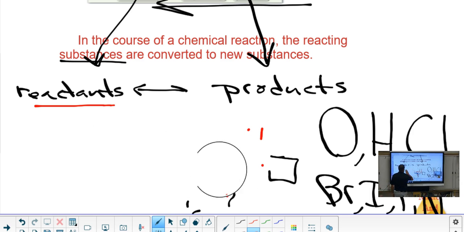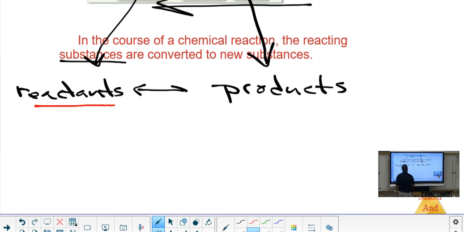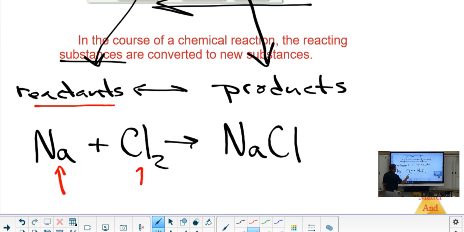So in every reaction, we start with things on the left side of an arrow, and we call those the reactants. And then they produce products. The example that I just erased, just because it was kind of ugly, is when you take sodium and you react it with chlorine, it produces sodium chloride. These two things over here would be considered reactants, and the thing on the right side would be the product.